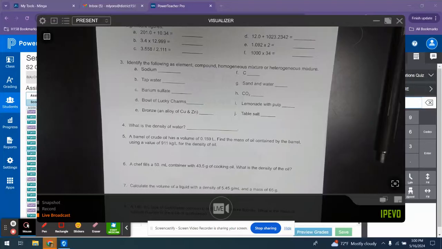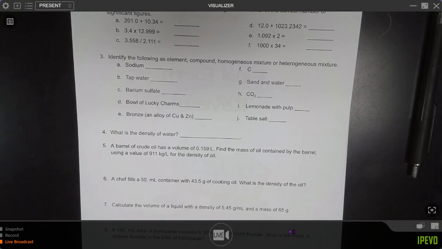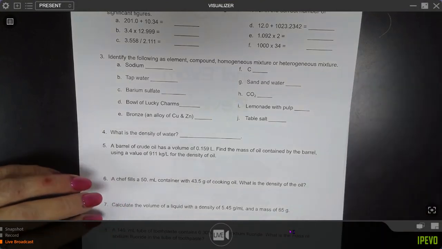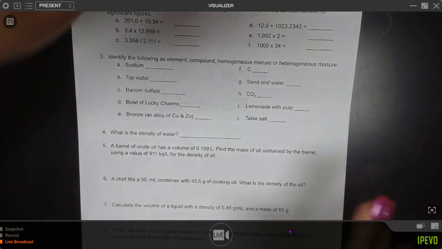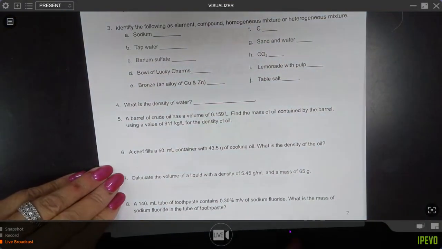Hey guys, this is Mrs. Lyons, and I'm going to try to do this again. I did this page once and my computer died, so let's hope that this time it doesn't die. All right, so where did I leave off?